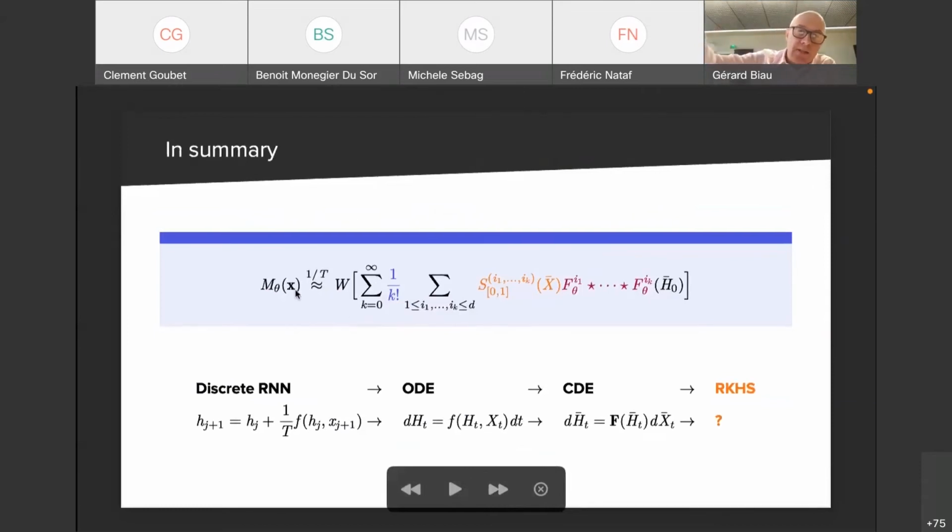So remember, m theta, this is the output of my network for one observation x. That is a discrete observation. So we have embedded it in a continuous space. And so the output of my network is just W times the output of the process of the differential equation, which is this infinite sum. And so you see that we have already made some way. We have passed from discrete to the ODE to the CDE. And now what I'm going to show is that in fact this is a scalar product. This business here is a scalar product between two quantities which are living in an adapted space. So that will be my next step.